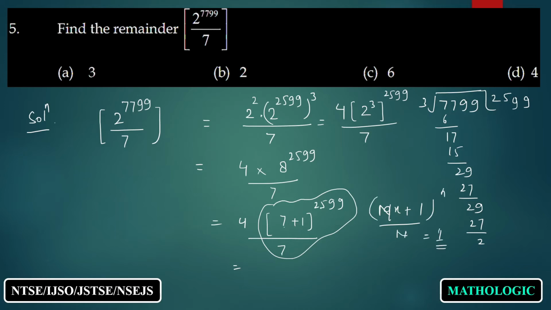So 1 to the power 2599 is equal to 1 is the remainder over here, and 4 is the number which is in multiplication. So 4 into 1 is equal to 4. So the answer is 4 will be the remainder of this expression if we divide it by 7. So option D is the correct option, right?